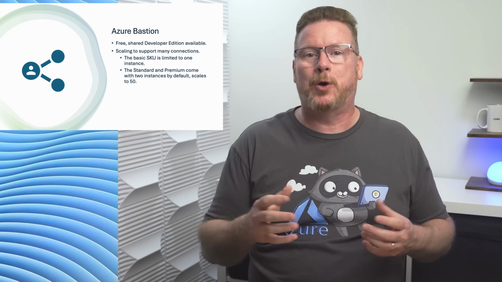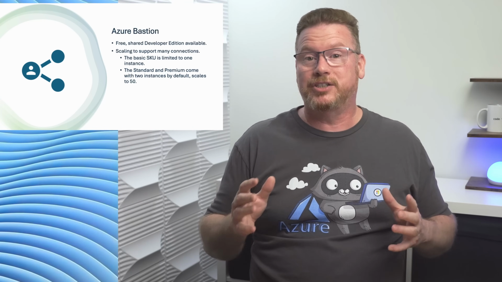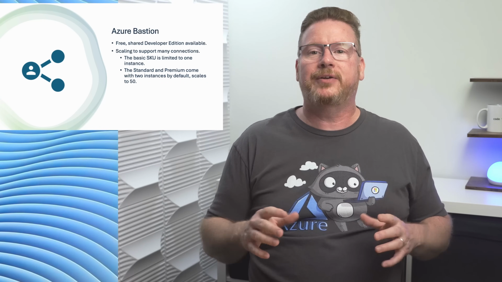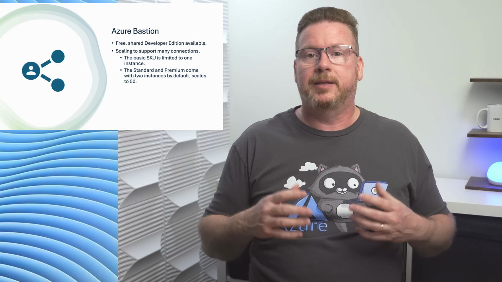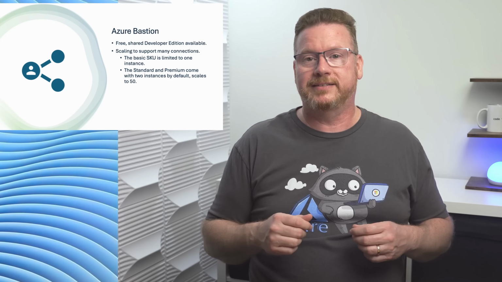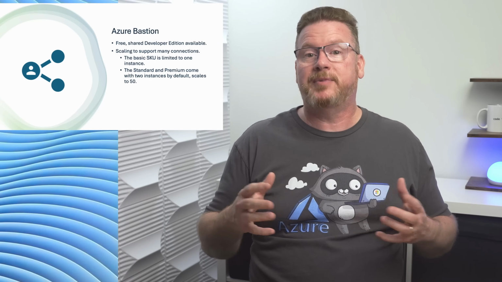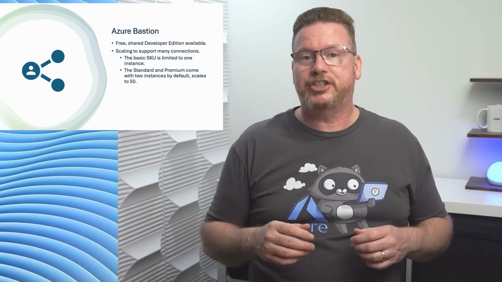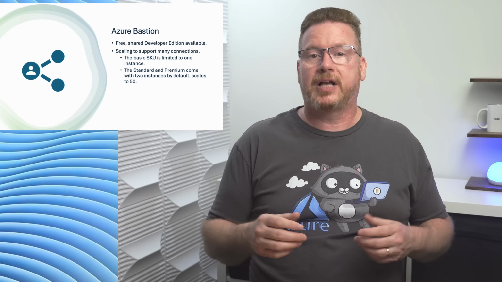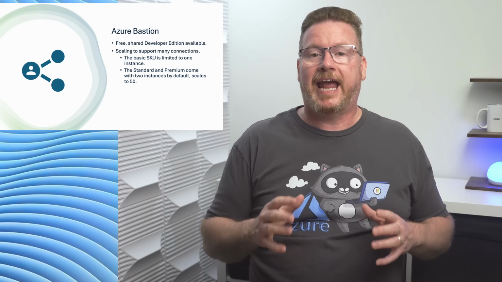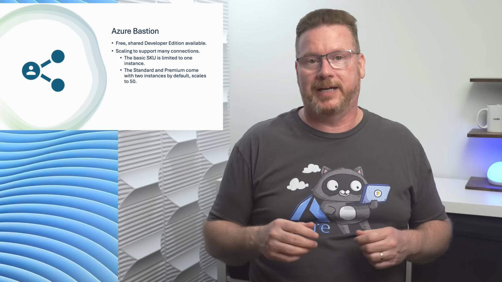Azure Bastion supports host scaling to accommodate a large volume of connections. A scale unit is called a host instance. The basic SKU is limited to one instance. Standard and Premium have two instances and can scale up to 50. There's a cost for each additional instance. There's also a cost for outbound data transfers after the first 5 gigs each month.